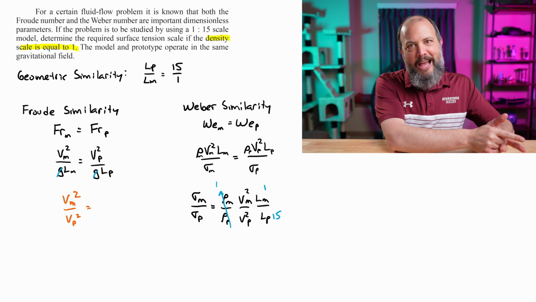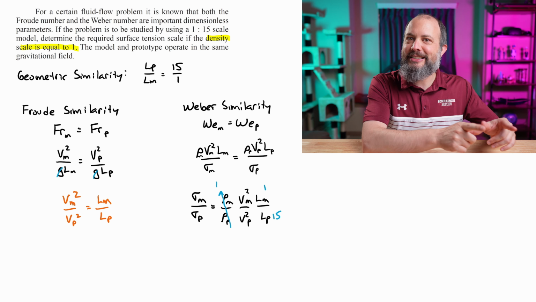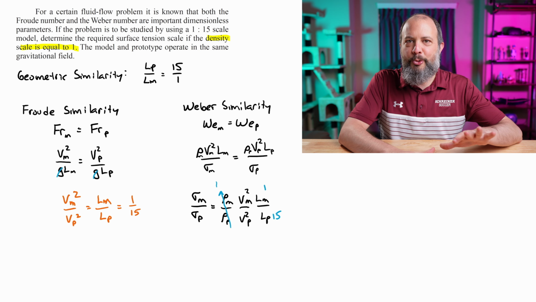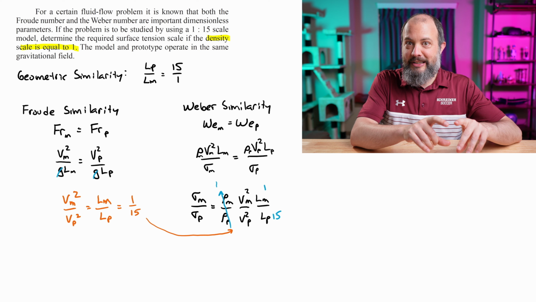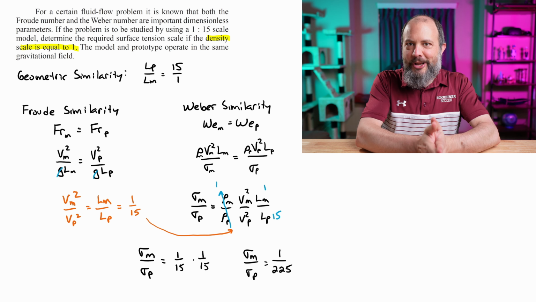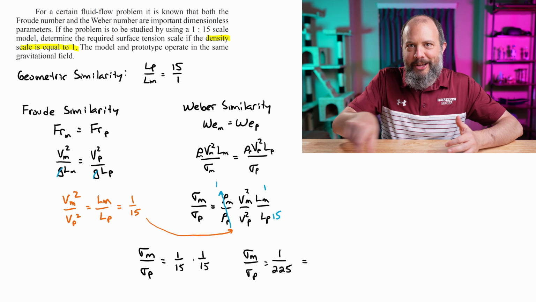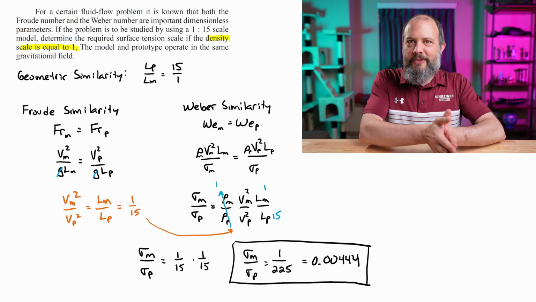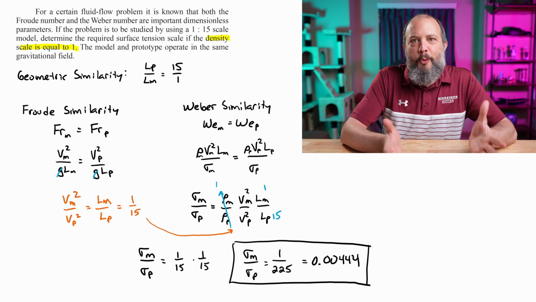And if I look back now over to the Froude equation, there's velocity squared terms over there that I should be able to use. So I can rearrange the Froude equation to get the velocities over each other and see that the ratio of the velocity squared is actually the same as the geometric ratio, 1 over 15. And I can plug that into the right side equation. And you get a ratio of 1 to 225, or about 0.004.